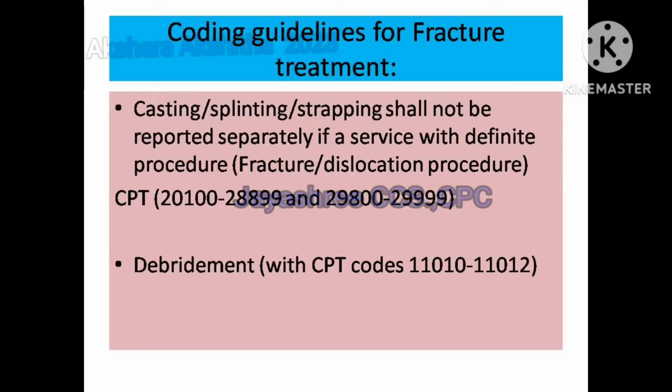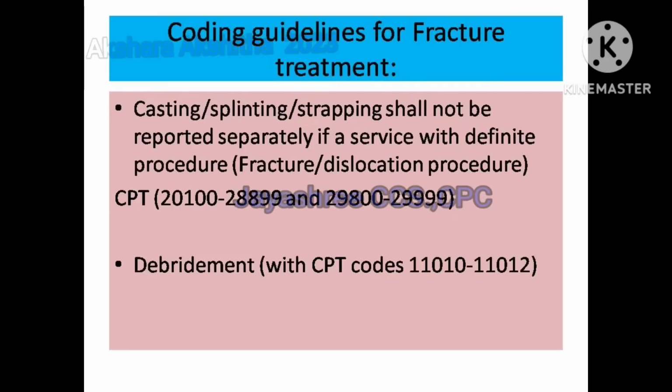So always check the anatomical area. If it is the same anatomical area, same day with the same provider, and the main procedure, closed or fracture treatment procedure, is also performed and casting is also done, then casting is always included in the main procedure. So casting, splinting, strapping CPT codes we should not bill separately.